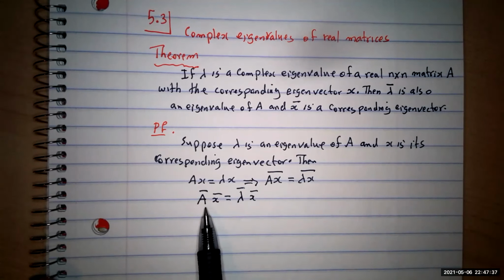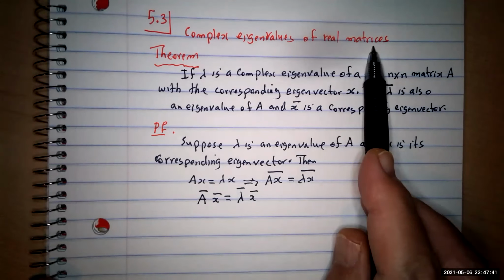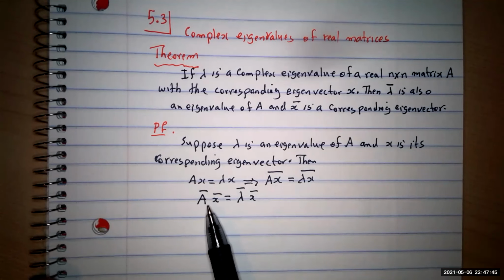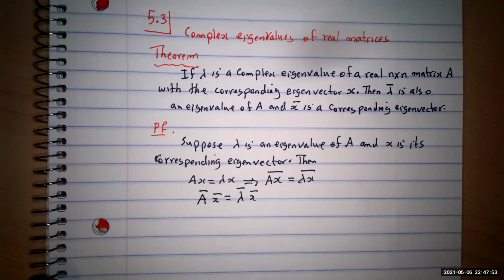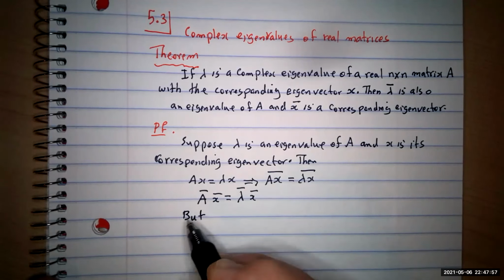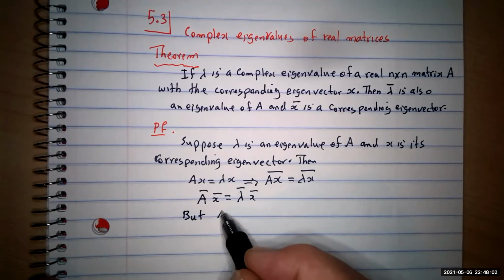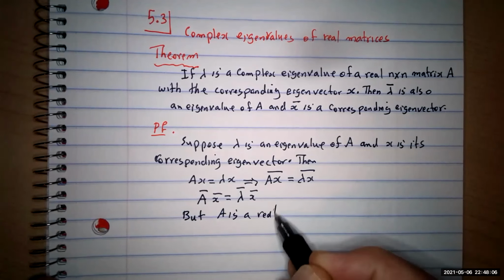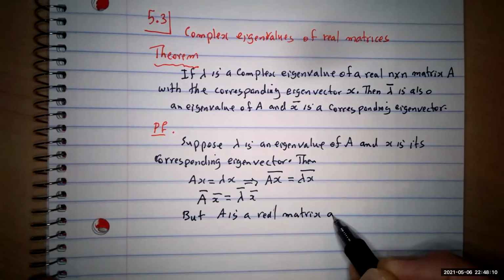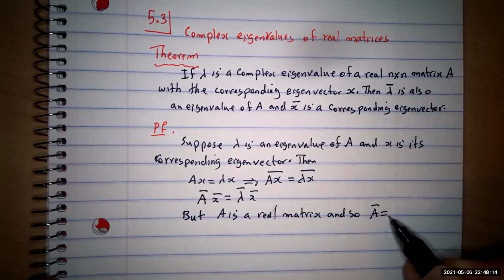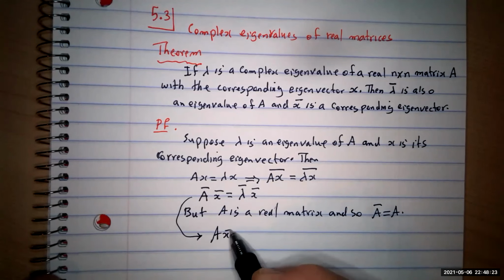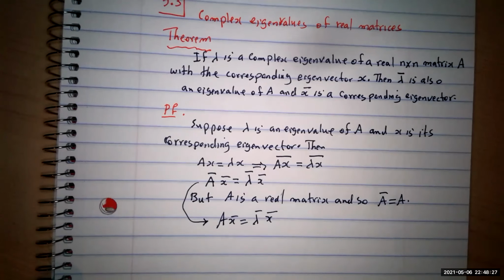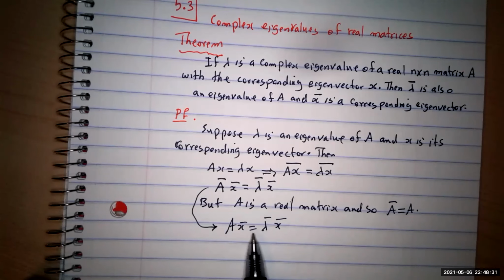But remember, the entries of your matrix are real numbers. So when you want to find the conjugate of a matrix, you just take the conjugate of each entry, the numbers inside. But the numbers inside are all real numbers. So this means the conjugate would be the same. A is a real matrix. There are no complex numbers here. And so the conjugate of A and A are the same. So what does it mean? This means A x bar is equal to lambda bar x bar. And you know what that means? This means lambda bar is an eigenvalue and x bar is its corresponding eigenvector. This is what we wanted to prove.